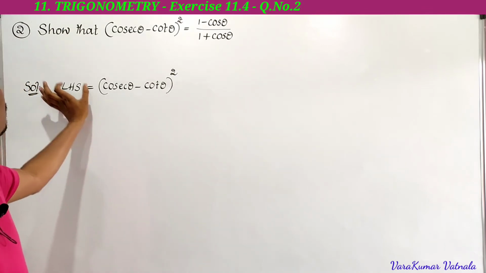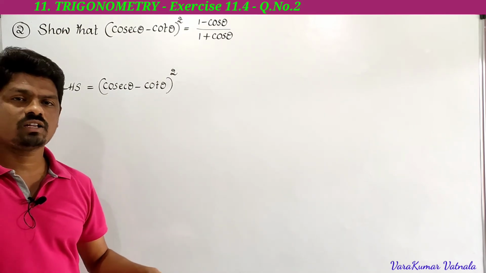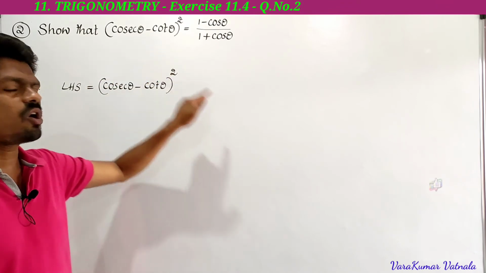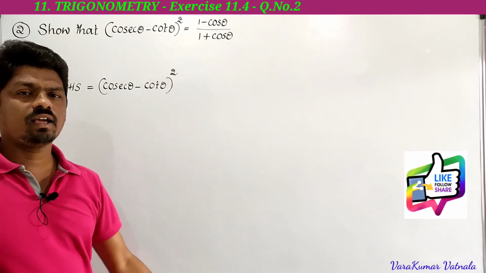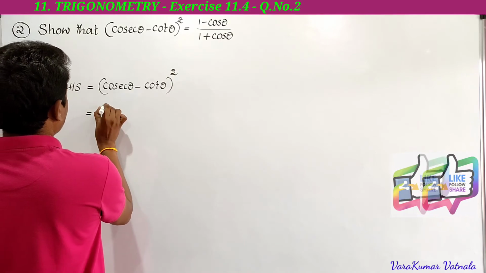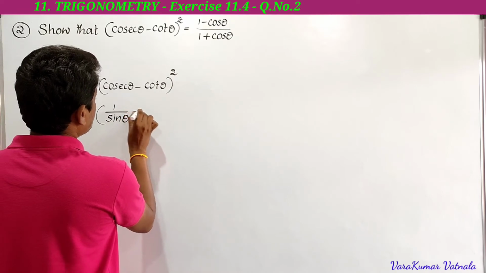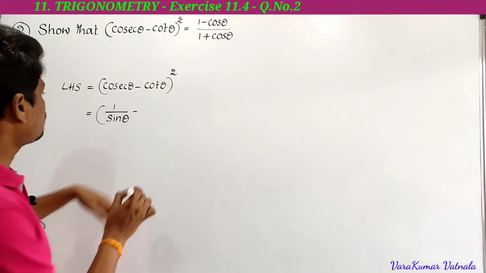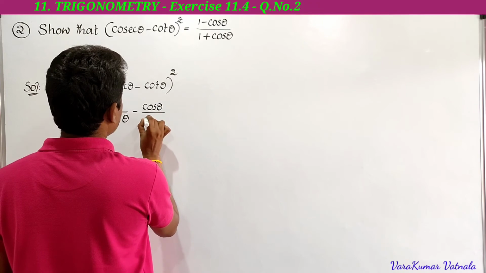Okay, so this is given. We have to show this. By taking LHS we can get RHS. So first take LHS. What is LHS? Cosec theta minus cot theta whole square. From the LHS we have to get RHS. So I am writing cosec theta as 1 by sin theta. Cosec theta and sin theta are reciprocals, multiplicative inverses. So cot theta can be written as cos theta by sin theta.